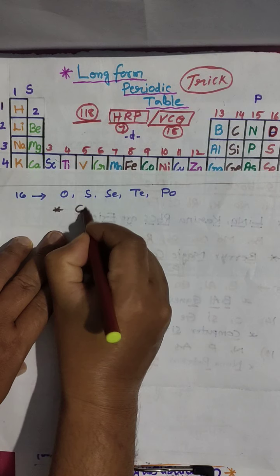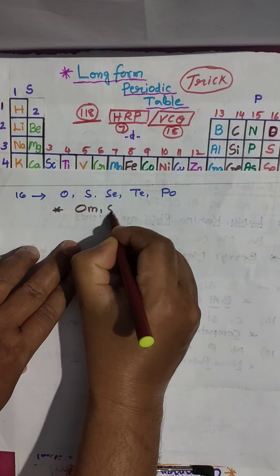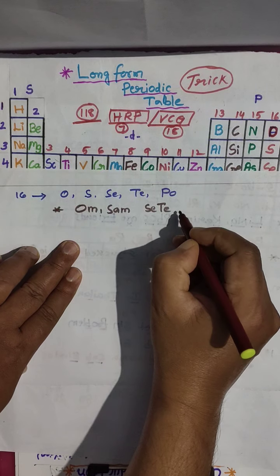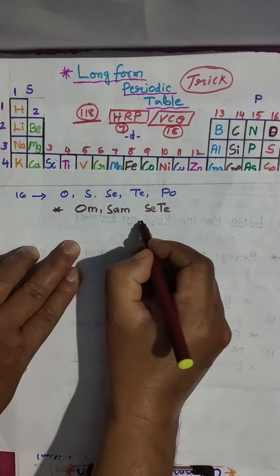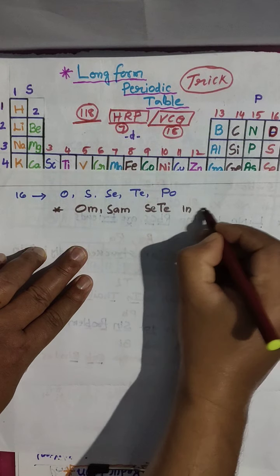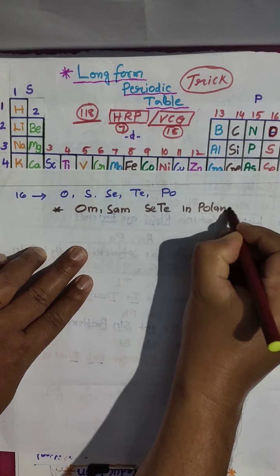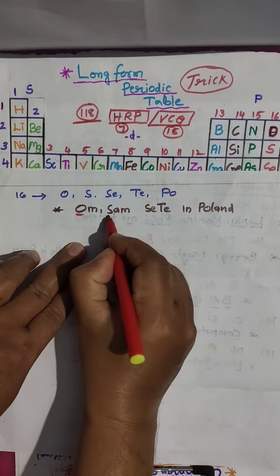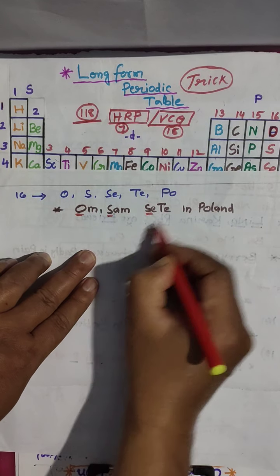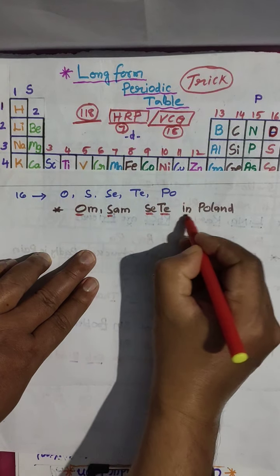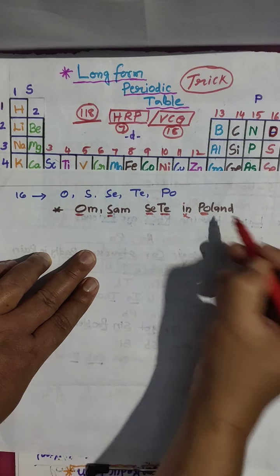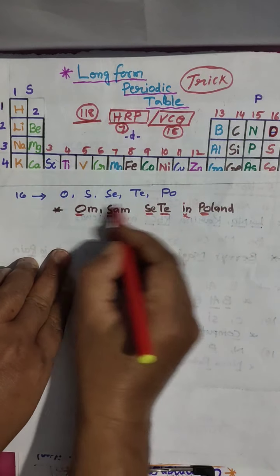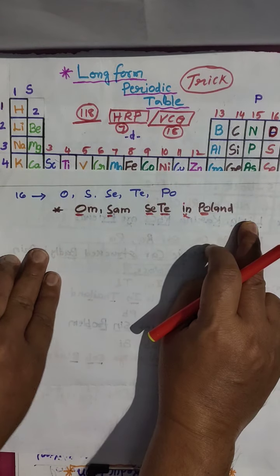Now I am writing the trick. Look here. Om Sam Site in Poland. Clear? Om oxygen, S sulfur, Se selenium, Te tellurium. This is only for the sentence. Po polonium. Om Sam Site in Poland. So these are Om, Sam, Site, three friends, they are in Poland.